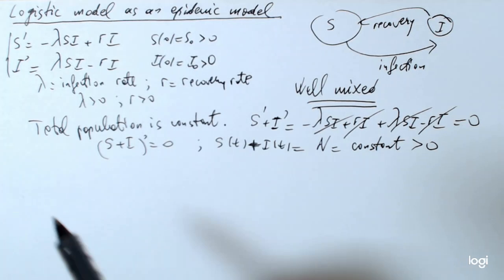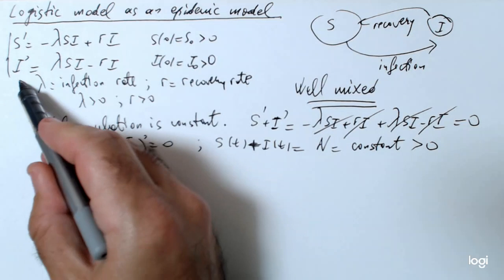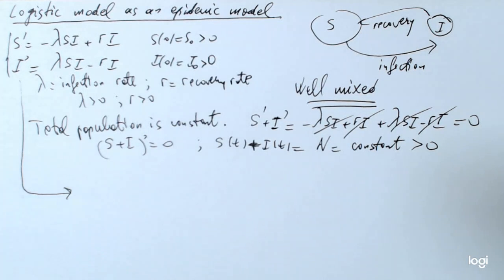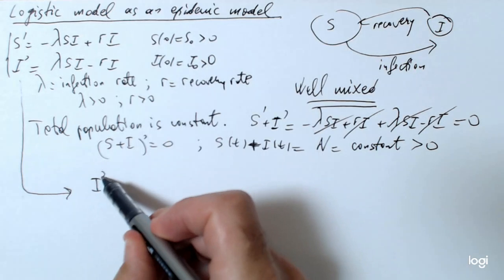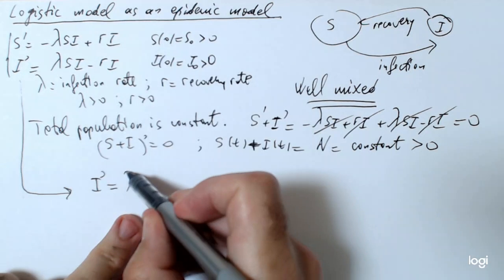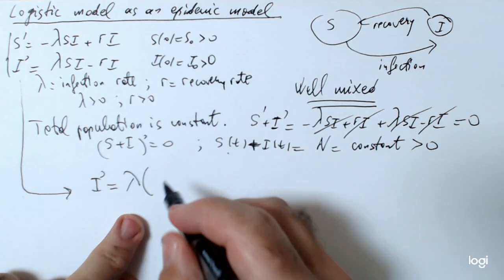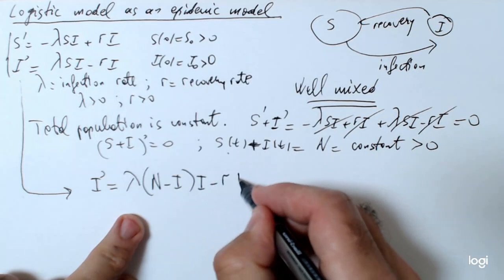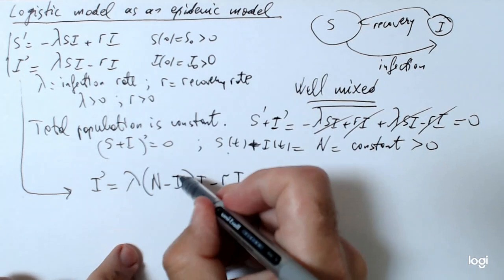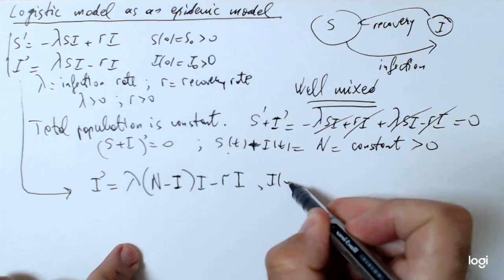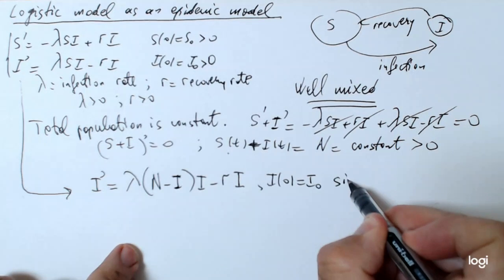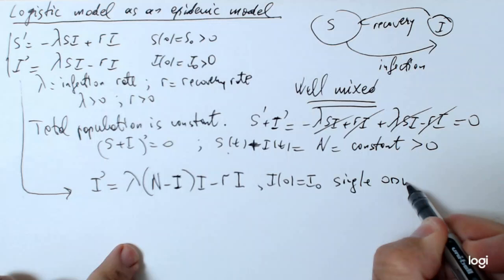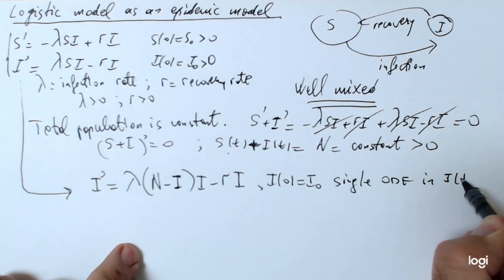So that allows you to write the system of equations in terms of a single equation. Because, for example, if you take the second equation and replace S with N minus I, that gives you a single differential equation in I(t).